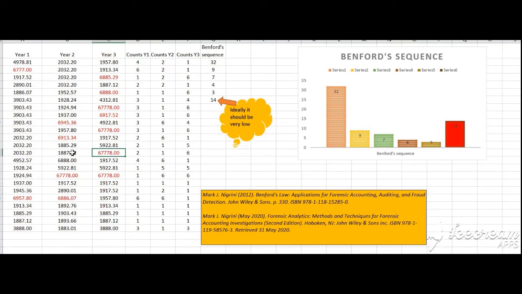I again repeat Benford's law. Benford's law says that the propensity for number 1 is the highest. The propensity for number 2 is the second highest. The propensity for number 3 is the third highest. So as number 9 comes, the propensity of number 9 is lower than the propensity of number 8 as far as occurrence is concerned. That is the fundamental Benford's law.